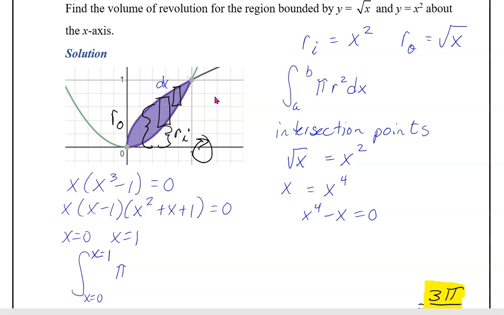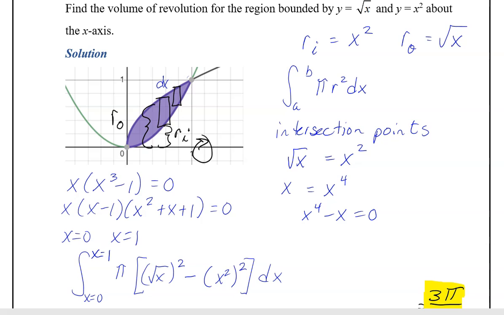Then we will have pi as a constant factor, and we multiply the outer radius squared minus the inner radius squared. Our outer radius is the square root of x, but don't forget that the formula is pi r squared, so we have to square it. Then we subtract the inner radius, which is x squared, and again, even though it already has a square, the formula is r squared, and r is x squared, so we have x squared squared. This becomes the formula for the volume of integration.